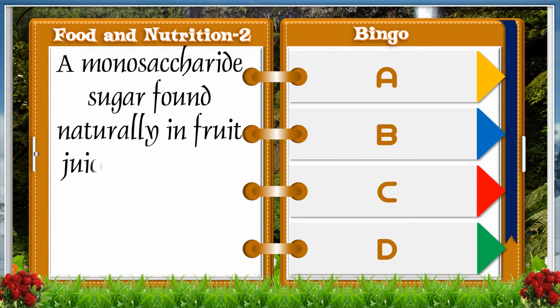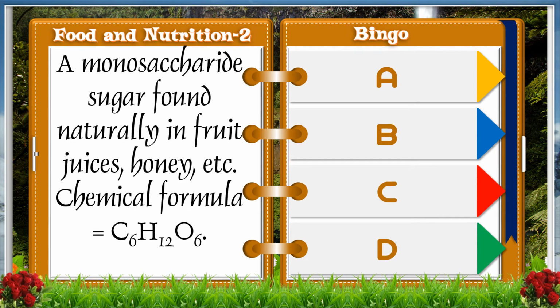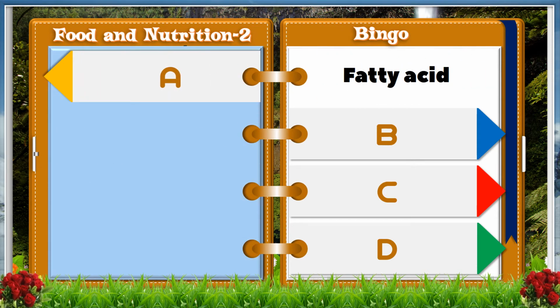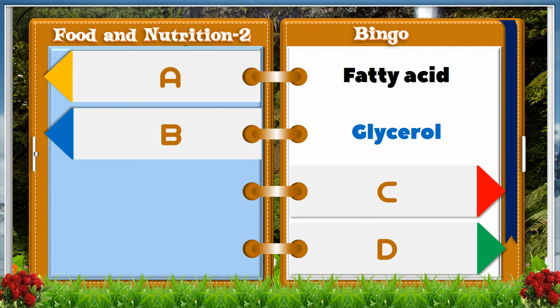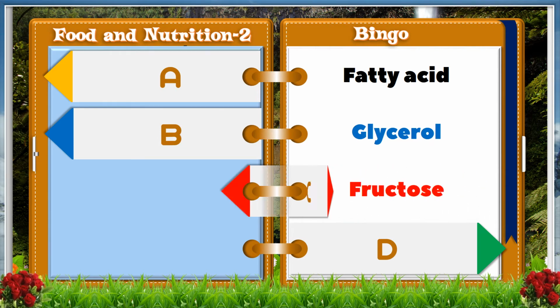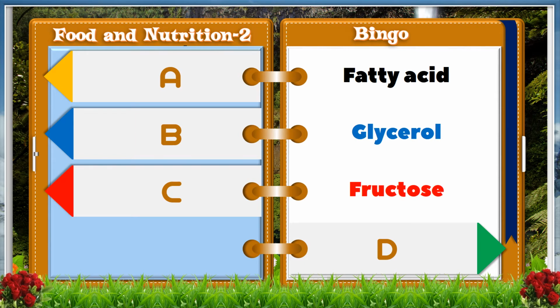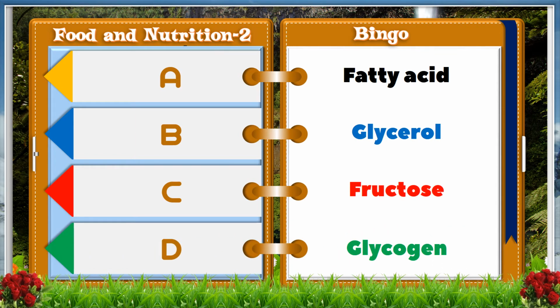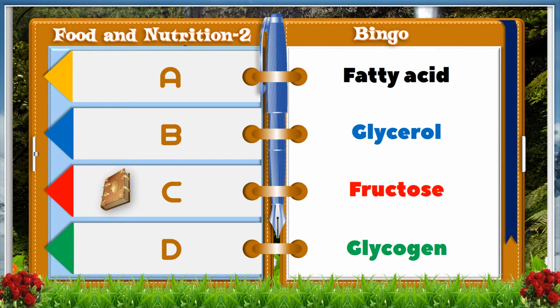A monosaccharide sugar found naturally in fruit juice, honey, etc. Chemical formula is C6H12O6. A, fatty acids. B, glycerol. C, fructose. D, glycogen. And the answer is C, fructose.